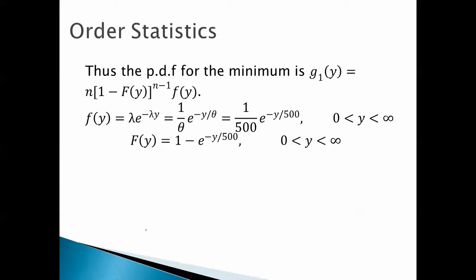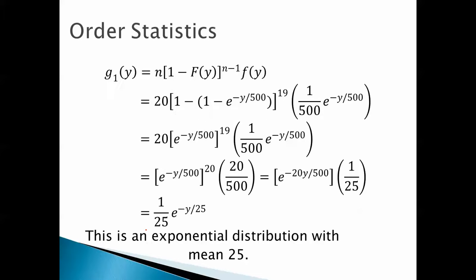In this case, f of y has an exponential distribution, so you can write it as 1 over theta e to the negative y over theta. In other words, it's 1 over 500 e to the negative y over 500, where y ranges from 0 to infinity. And so capital F of y is going to be 1 minus e to the negative y over 500, because that's the antiderivative, and you can get that just by taking the integral of 1 over 500 e to the negative y over 500. We've done that before. Okay, so g sub 1 of y is n times 1 minus capital F of y, that CDF, to the n minus 1 times f of y.